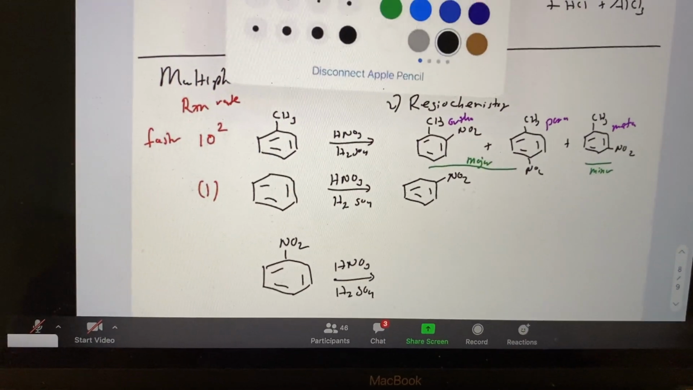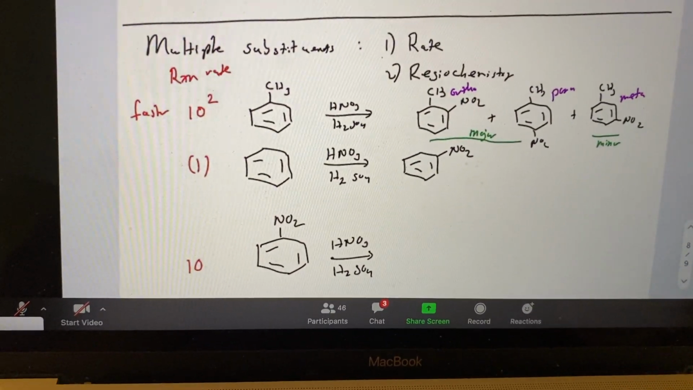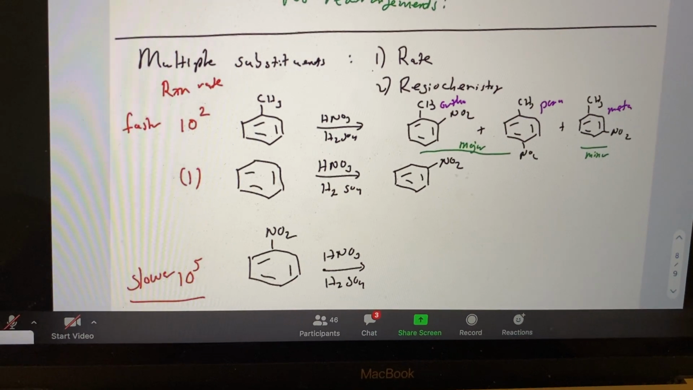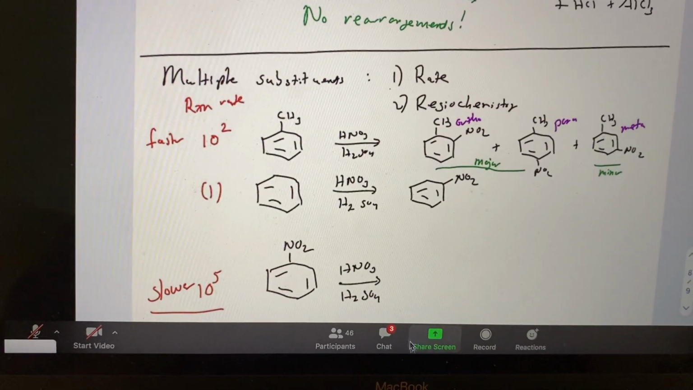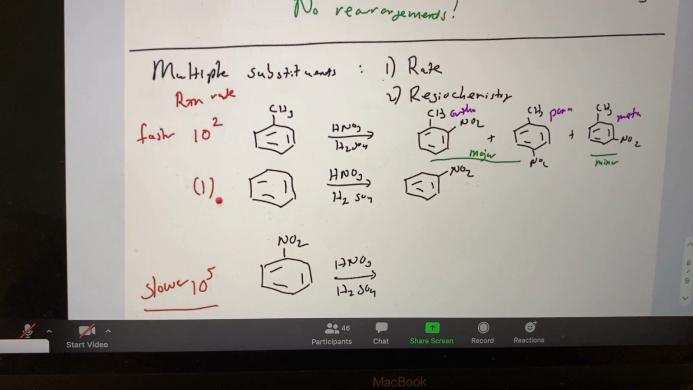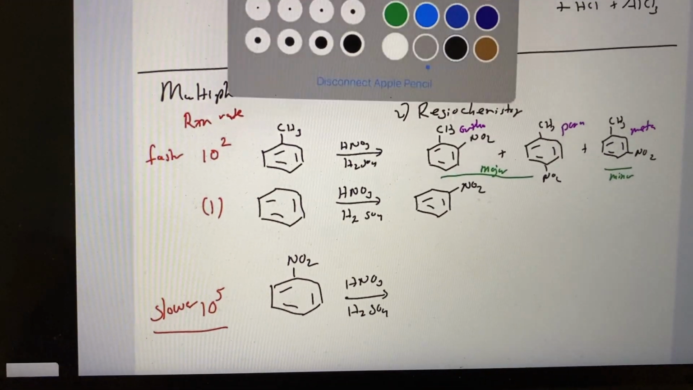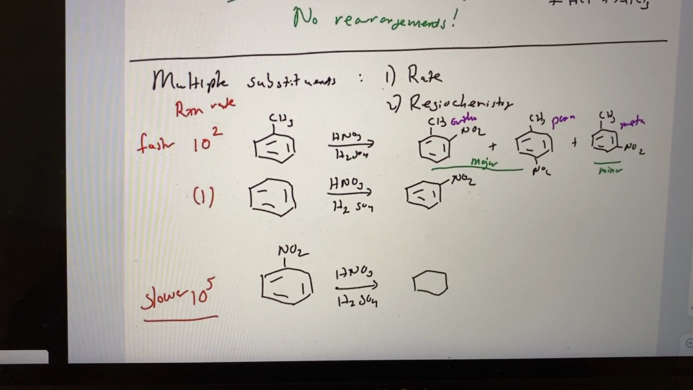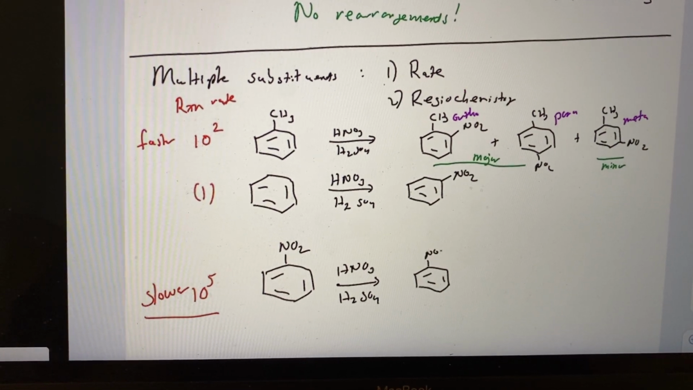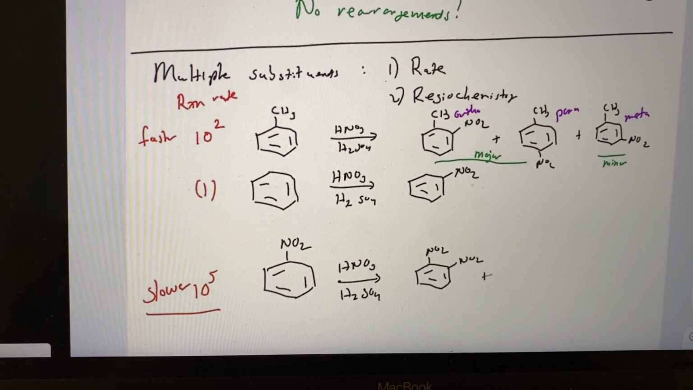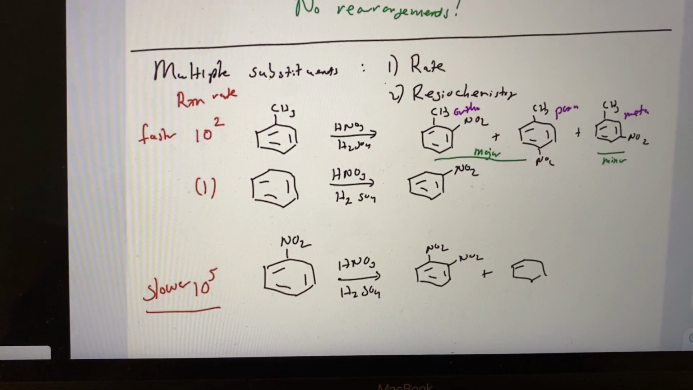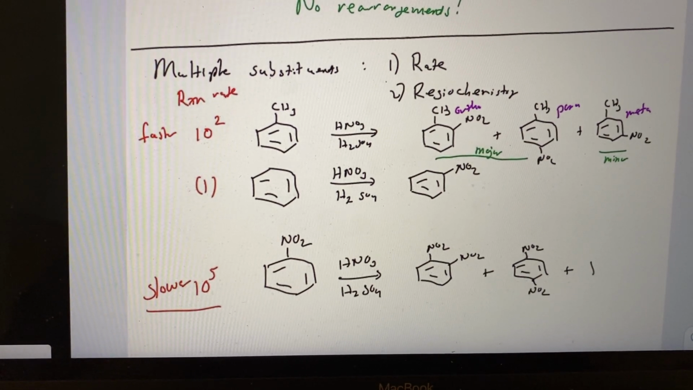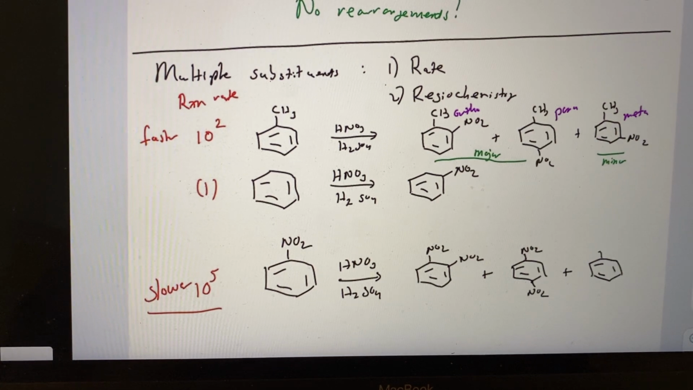And now what we would see is that this one reacts about 10 to the 5th times slower. So this reaction is much, much slower, 100,000 times slower than a reaction with benzene itself. And here, let's keep the order the same as the top. Now we could end up having a nitro group being ortho, or the second nitro group added para, or the second nitro group added meta to the first one.